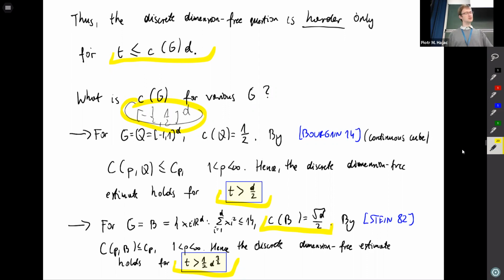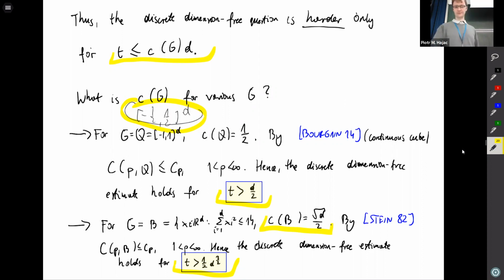But still, even in the cube case, in this way, we cannot treat T smaller than D. And there is a number of them. So it's not that you can get dimension-free estimates in this way. You can get some better estimates than what some naive approach would give, but still not dimension-free.